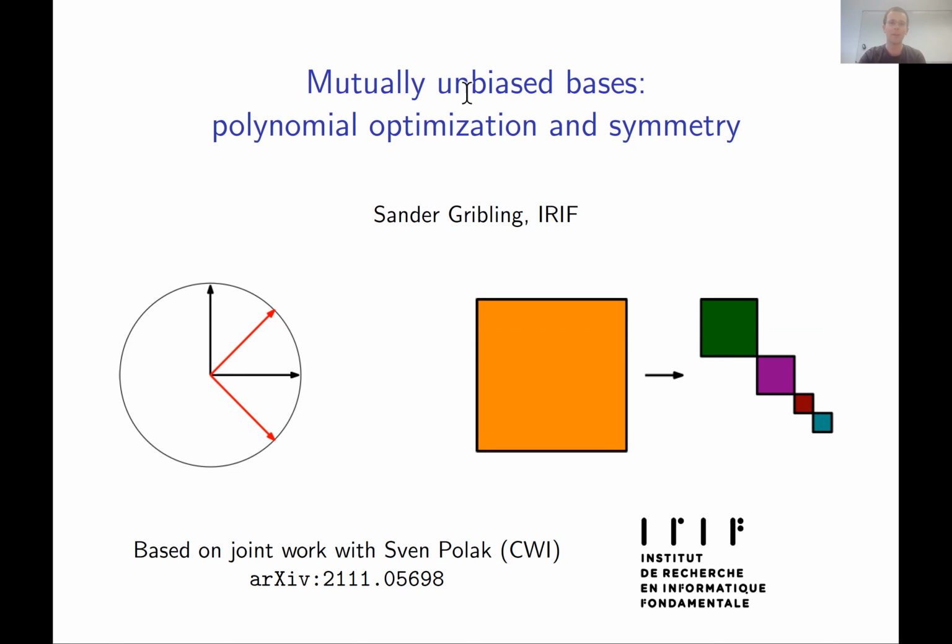So today I would like to talk about a topic that I'm very interested in. It's mutually unbiased bases and an approach based on polynomial optimization and symmetry. So basically here on this slide, I gave you two pictures. The left would be an example of two unbiased bases, let's say in the plane. And on the right, I sort of gave you a picture of what symmetry reduction is going to be.